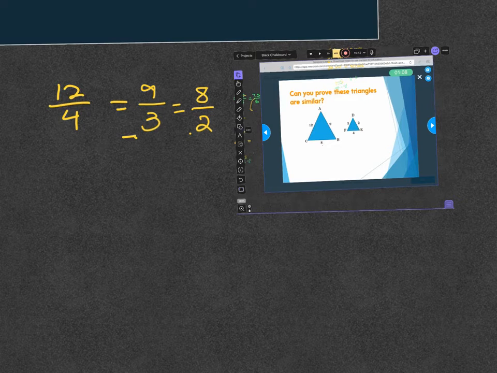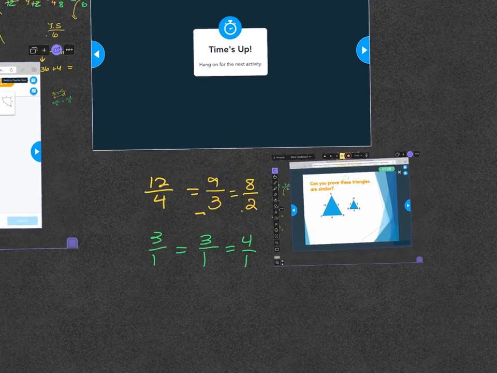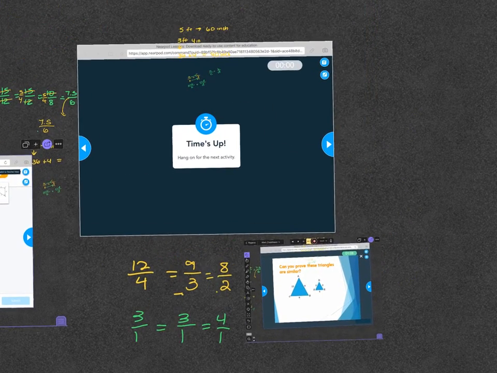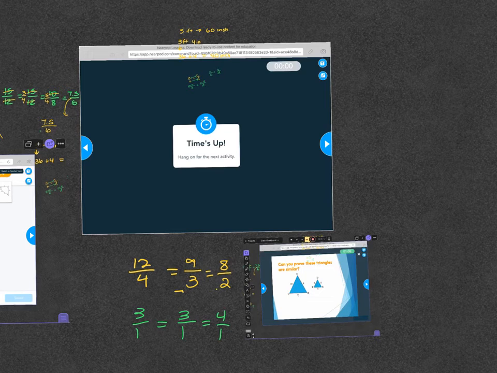So the question is, do these reduce to be the same thing? 12 over 4 becomes what? 3 to 1, right? 9 over 3 becomes 3 over 1, and 8 over 2 becomes 4 over 1. Are those the same thing? No, so that's why these are not similar, okay? Just because it gives you all 3 side lengths doesn't mean they're going to reduce to be the same thing.